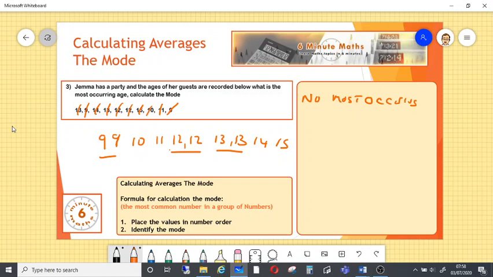However, if it was only 1 13, let's just say there was 1 13, then the answer would be different then. The most common age then would be 9 and 12. Okay, so just remember, if there's more than two sets of data the same, there's no mode, but you can have 2 the same. So in this example, we've got 9s and 12s. So the most common age would be 9 and 12.